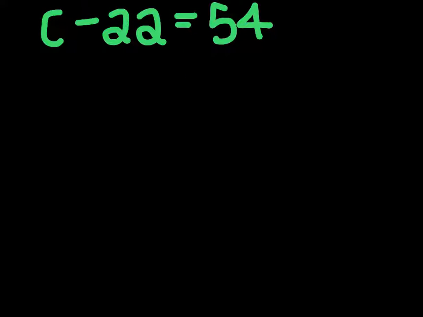Okay, so let's go ahead and work on this first example, and it's C minus 22 equals 54. So I'm sure you guys have done equations before, and they're really simple. All you have to do is get the variable, which is C, by itself. In order to do that, you have to get the number, which right now is negative 22, away from C. Whenever you see the sign, in this case a subtraction sign, you're going to do the opposite. So what's the opposite of subtraction? Yeah, it's addition. So instead of subtracting 22, we're going to add 22.